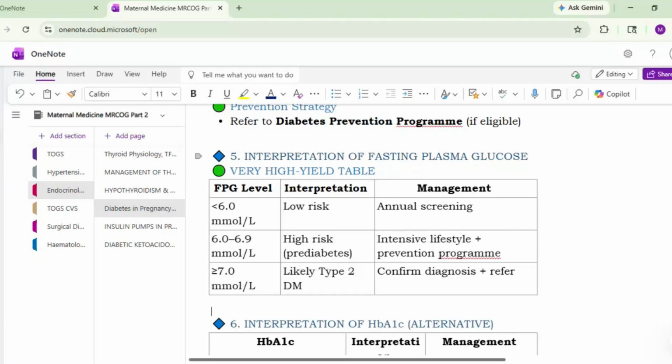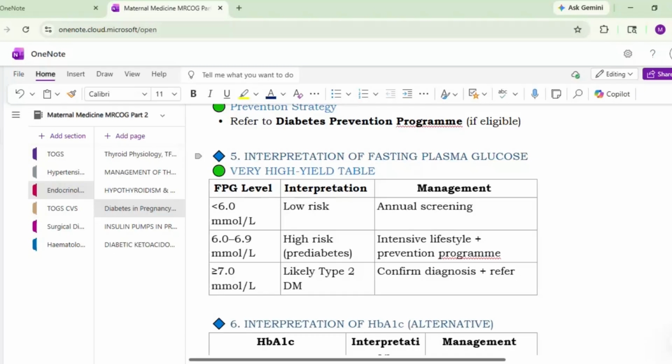That means she is low risk, so she will go for annual screening for diabetes. Okay, then if the value is between 6 and 6.9 millimoles per liter, that means she's pre-diabetic and she has got a high risk of development of type 2 diabetes. She will have the intensive lifestyle plus prevention program.